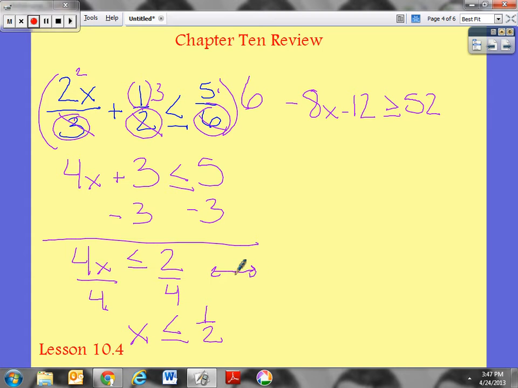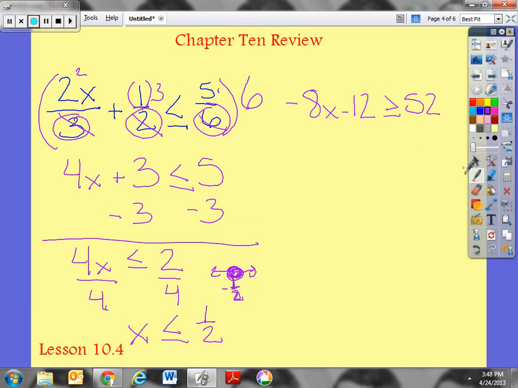I'll make it very small so I can fit it here. That's 1/2. It's a positive 1/2. X is less than or equal to 1/2. Well, that's not a negative 1/2. It should be 1/2 like this. X is less than or equal to 1/2, so less than 1/2 would go to the left.